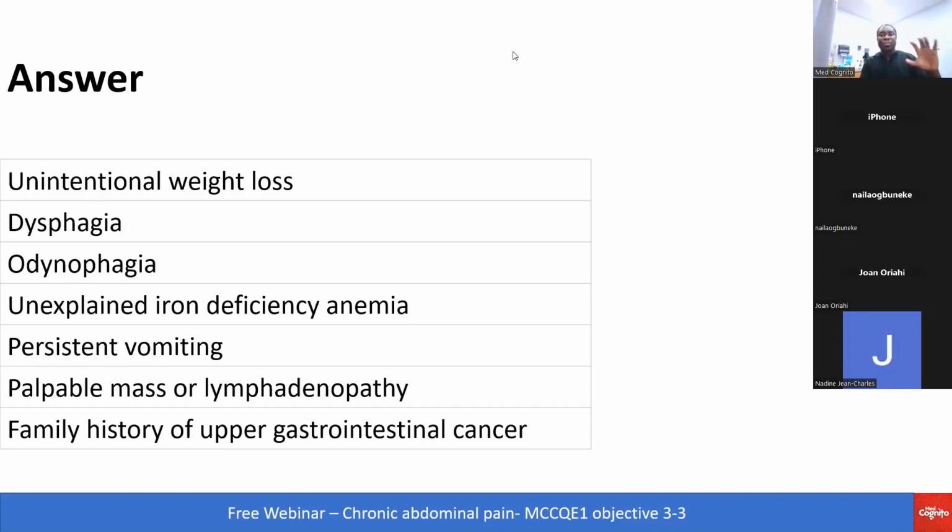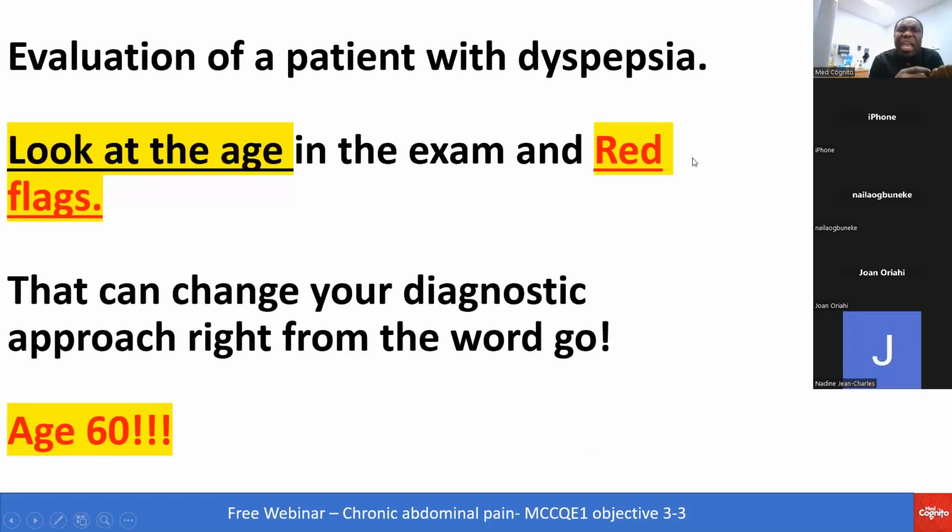So we've learned our differentials. We're taking dyspepsia and learning the four top symptoms. Can somebody help me? What are the four top symptoms of dyspepsia? Postprandial fullness, early satiety, epigastric pain, and epigastric burning. As soon as I start seeing these red flags, I go like, no, it can't be regular.